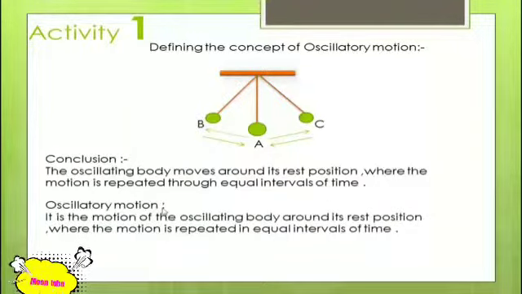And we can find out that the oscillatory motion is the motion of the oscillating body around its rest position where the motion is repeated in equal intervals of time. We have two things: number one, the motion is around its rest position. Number two, it is repeated in equal intervals of time.